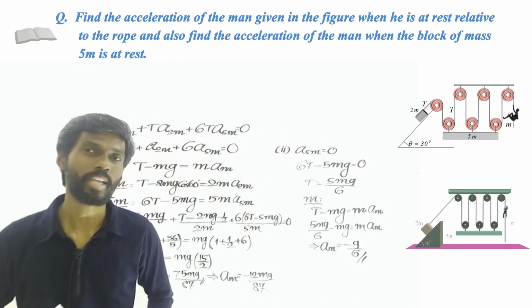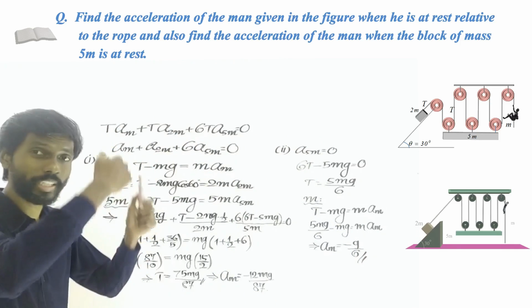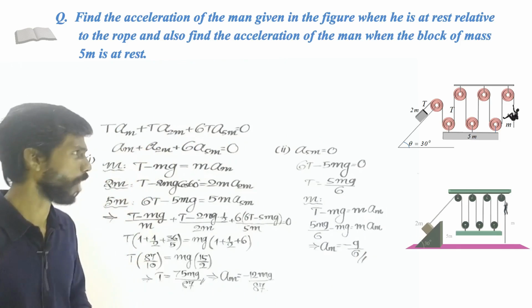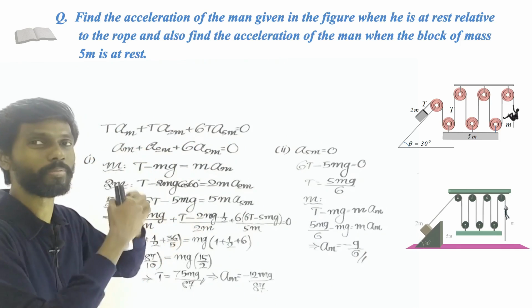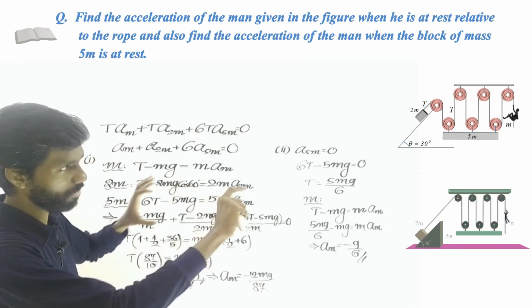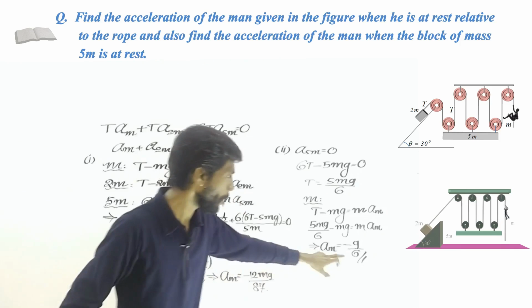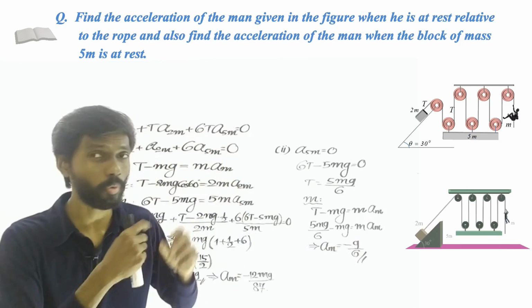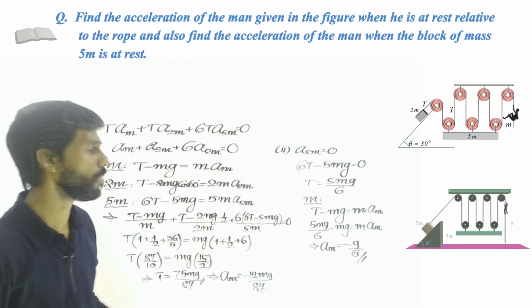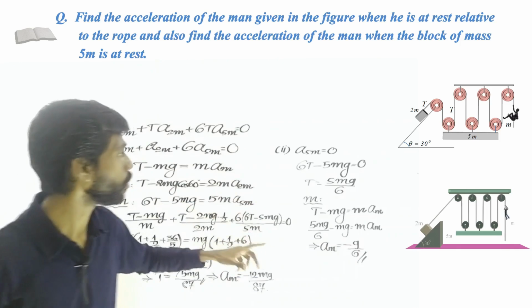So it is negative, that means actually he is climbing down, right? So he is moving downwards, he is moving down the rope. I don't know how the physics works, but he is not climbing up. To keep this block in equilibrium, he has to go down with acceleration minus g by 6. He is moving down the rope with acceleration minus g by 6. That is the answer to the second question.